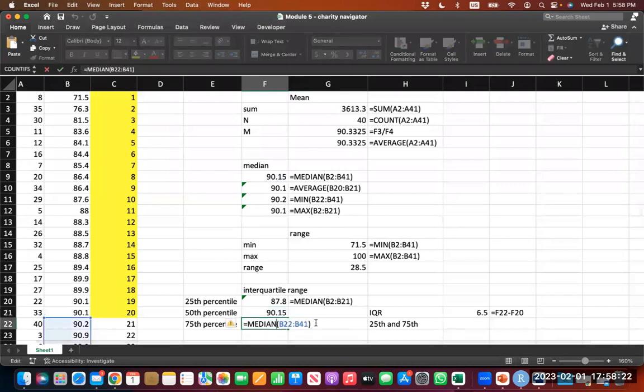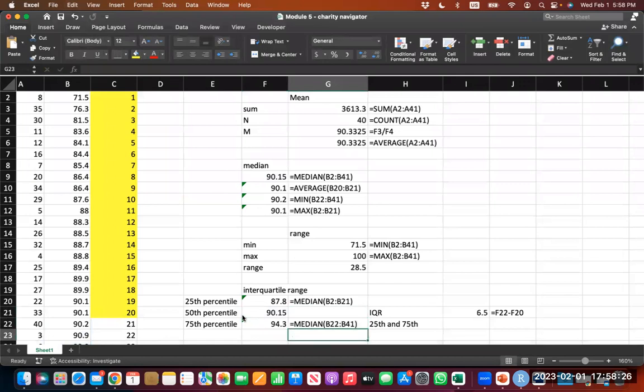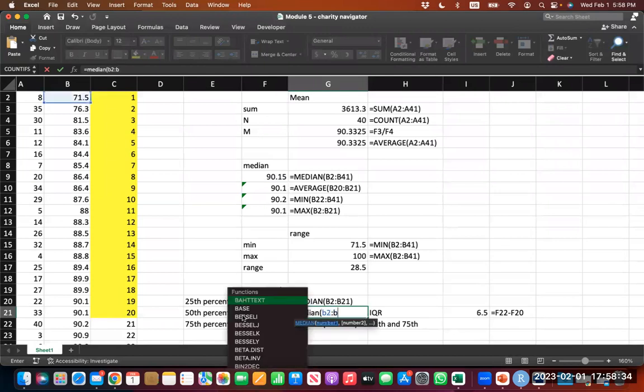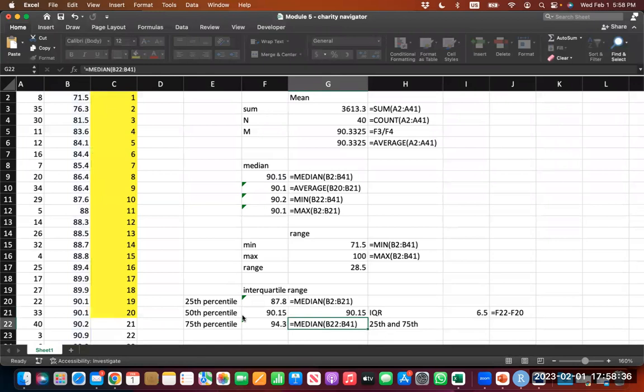That's just referring to this one. So the median is here, B2 to B41. That's the 90.15.